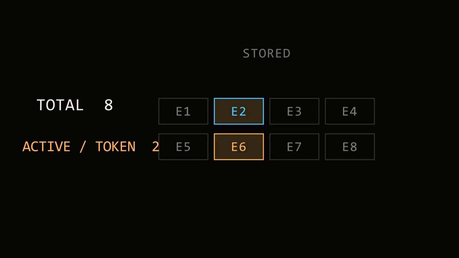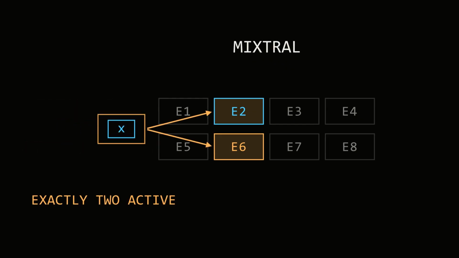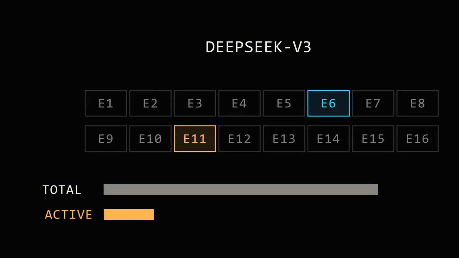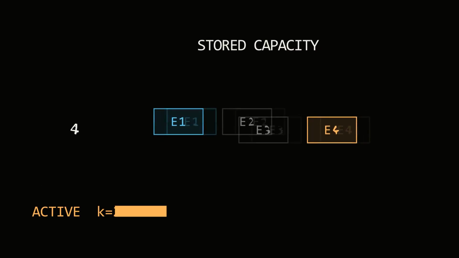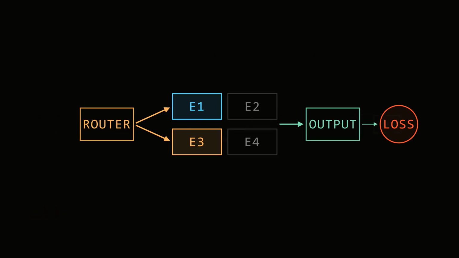Total parameters describe everything stored in the model. Active parameters describe the subset used for one token. Mixtral uses 8 feed-forward experts in each expert block. Its router sends every token to 2 of them. DeepSeek v3 reports a massive gap between total parameters and the much smaller fraction activated for each token. This is conditional computation. Expand the number of possible parameters much faster than the amount of expert arithmetic performed for one token.